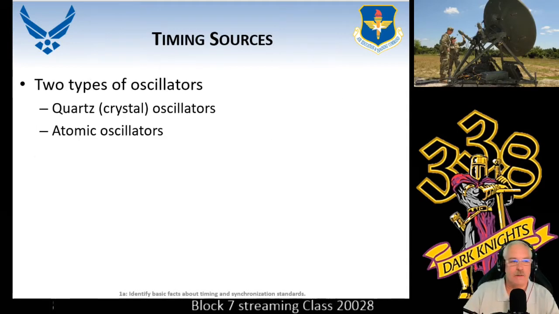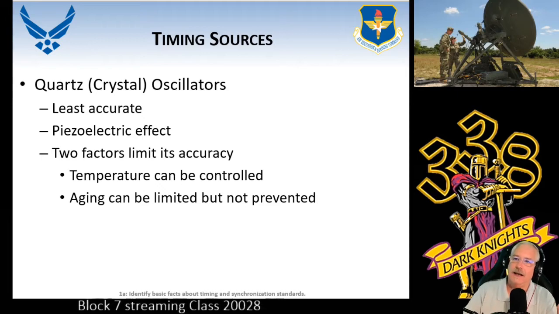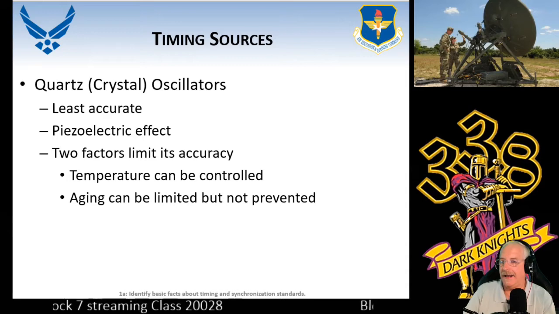We do have timing sources such as oscillators. We have quartz oscillators and atomic oscillators. Quartz uses something called the piezoelectric effect in order to generate a frequency, and then we have 2 problems with it: temperature and aging. Temperature, we can control it, but not the aging.